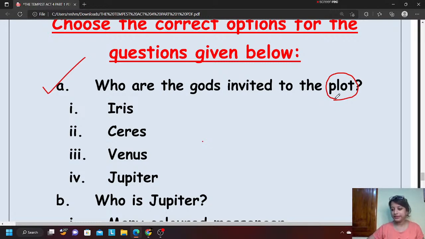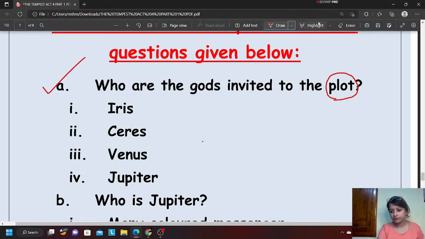Gaurav Kumar is writing Iris. Arnesh is saying Ceres. Others? Any other answer? Jupiter, Venus, Ceres and Iris. Others have also followed. Try. Mohammed Faraz is saying option 2, Ceres. Okay, any other answer? Iris and Ceres both, I think, according to Arnesh. Arnesh, I'll take your first answer.